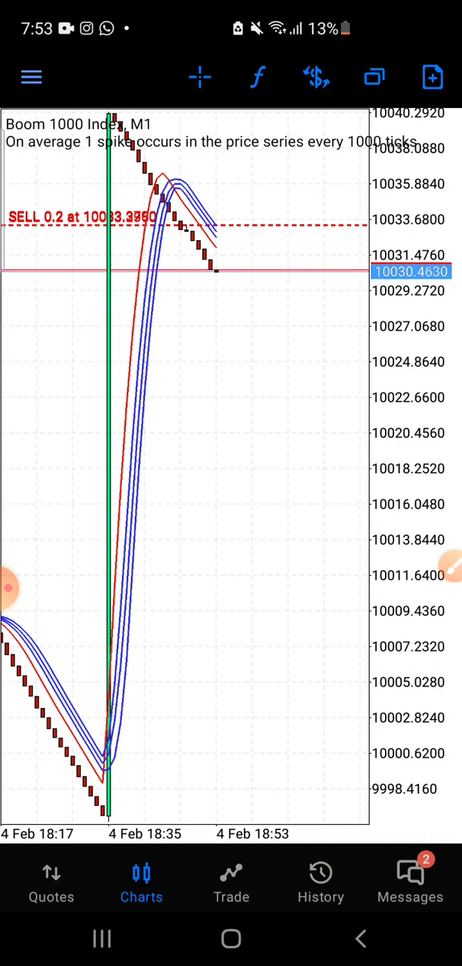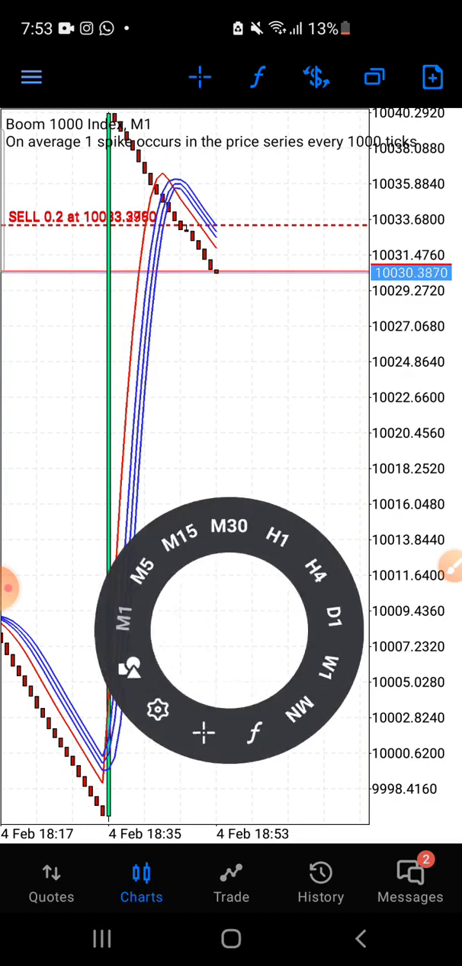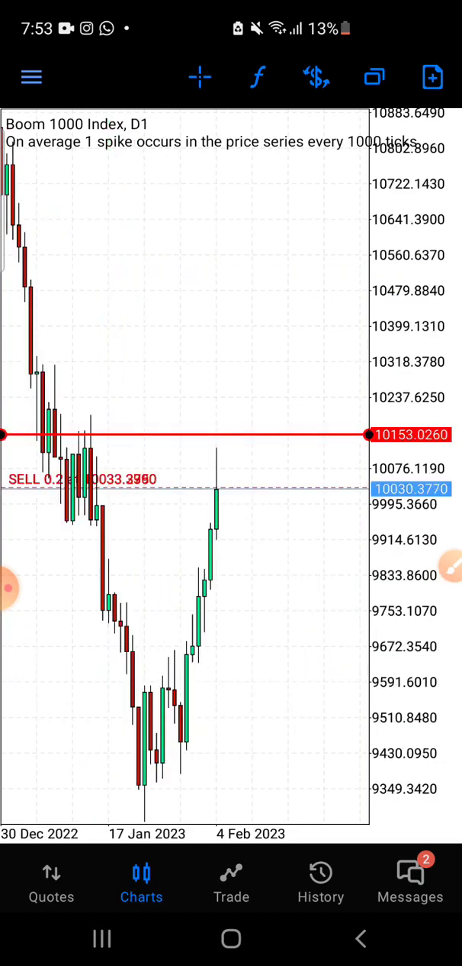If you have not watched the setup, go to the previous video before this one. You are going to see the setup for this particular strategy. The setup is there, everything, so I don't need to waste time on this.